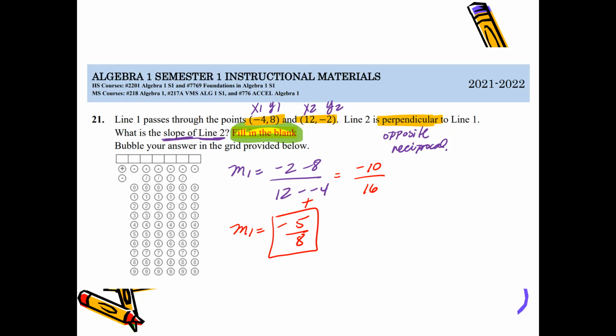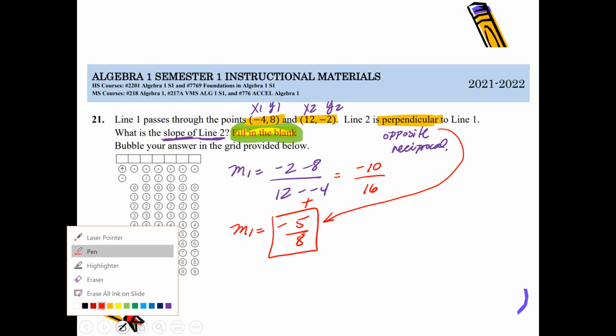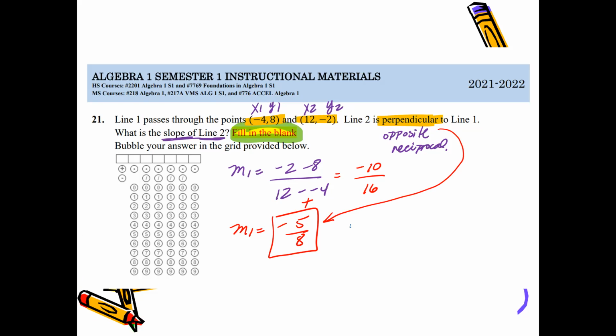But the question here asks you for the second slope, obviously, okay? So the second slope is perpendicular to the first slope. So let's do that. So your second slope, and I'm gonna put M2, that's the second slope, means you're gonna flip this, so 8 over 5, and change the sign. That's where the opposite comes from. Opposite of a negative is a positive. So their answer is 8 over 5.